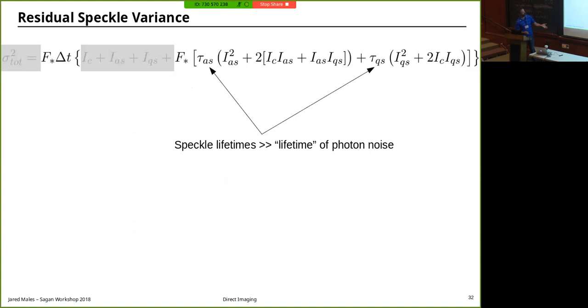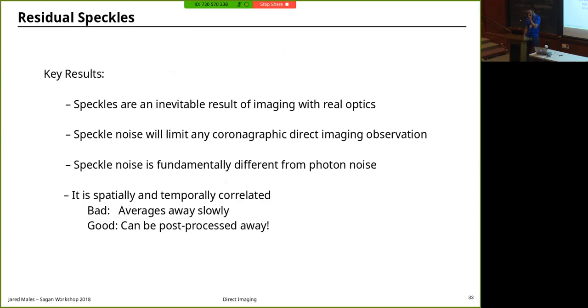So the key thing here is speckle lifetimes are greater than the lifetime of photon noise. Photon noise is basically set by your exposure time; you reset that experiment every time you expose your camera. But speckles just keep living, changing slowly over time, so they're really hard to get rid of. So, some key results from this rapid introduction to speckle statistics.